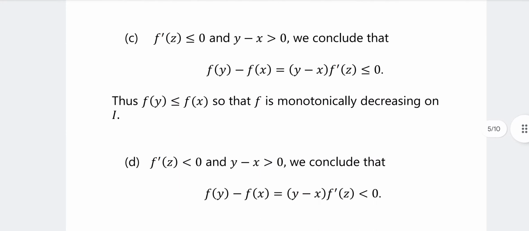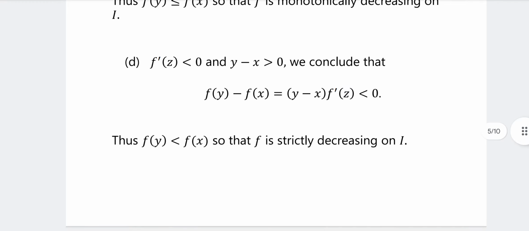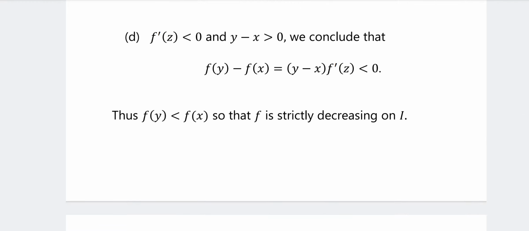Now the C part. If f dash z is less than or equal to 0, and we know that y minus x is greater than 0, their product will be less than or equal to 0. So in that case, f(y) is less than or equal to f(x). So f is monotonically decreasing on I. D part: if f dash is less than 0, and y minus x is greater than 0, we conclude that their product is strictly less than 0. In that case, f(y) is strictly less than f(x). So f is strictly decreasing on I.